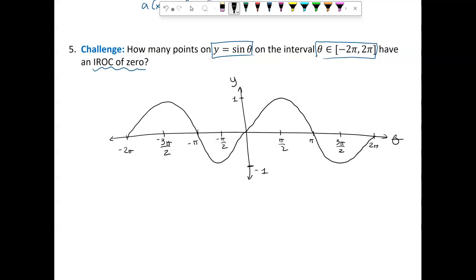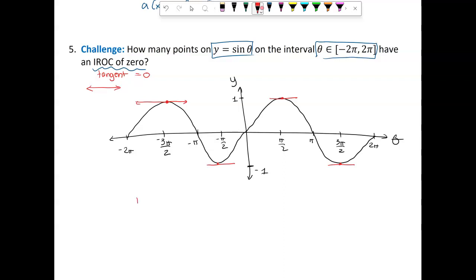So the question is asking us, when does the IROC, if you recall, we're talking about the tangent to this graph function, when is it equal to 0? A 0 tangent will look like a horizontal line. So it has to only touch that graph at one point in a horizontal line. And that happens here, here, here, and here between negative 2 pi and 2 pi.